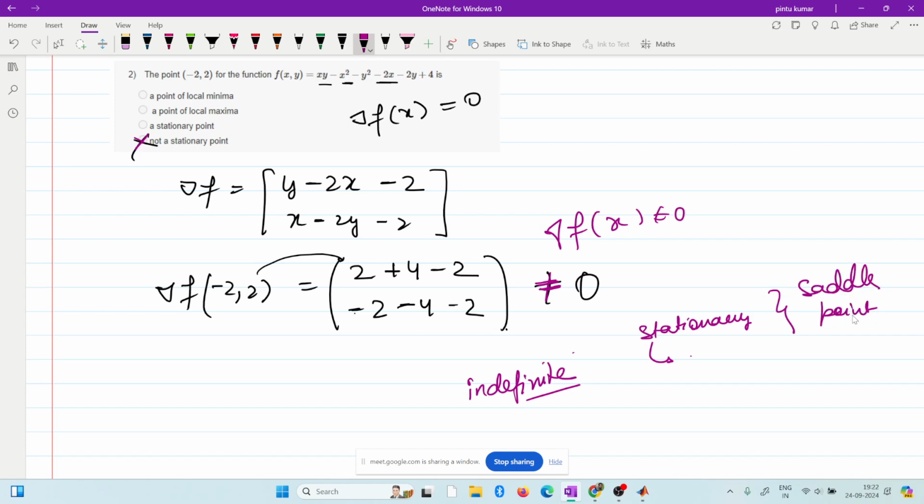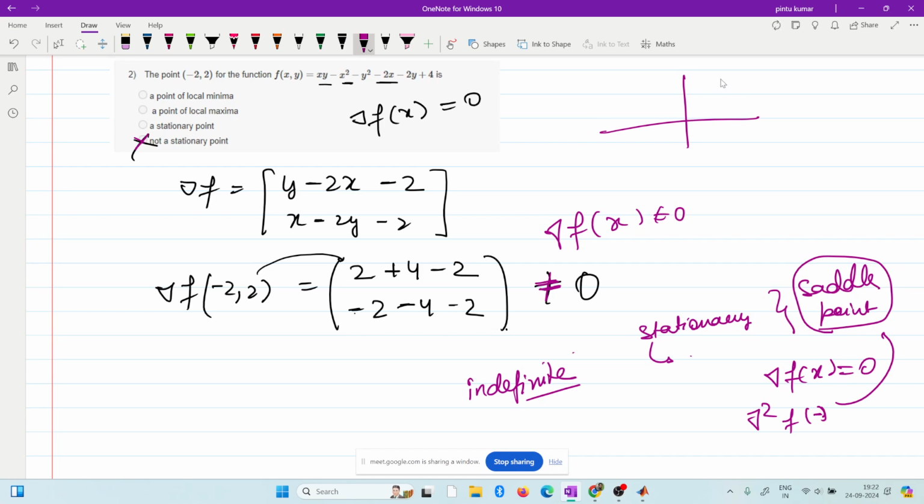So if del f of x is zero, then it is a stationary point. And if your Hessian at that point is indefinite, then it is a saddle point. You remember this function, x cube, right? At x equal to 0, it's neither a local minima nor a local maxima. If you look at f dash x, it is 0, and f double dash x is also 0, hence it is not positive semi-definite or negative semi-definite. So it's a saddle point. Okay, thank you.